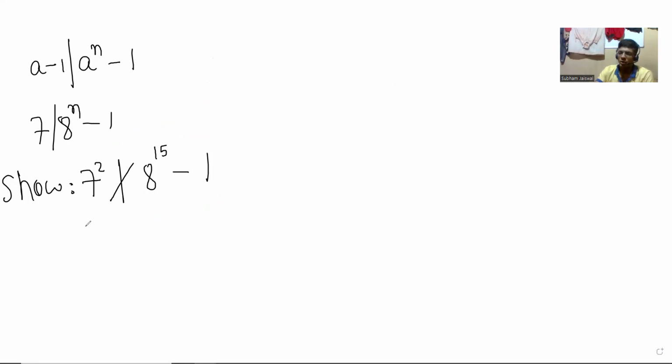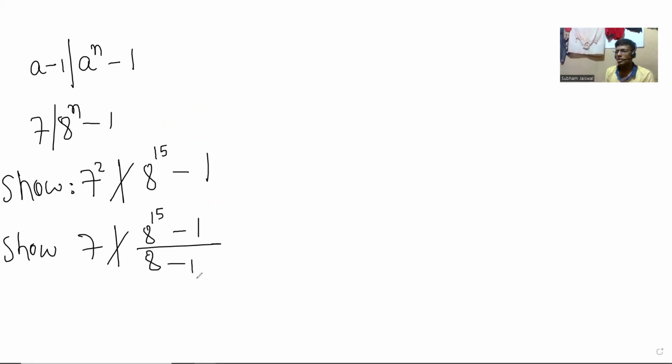But what I'm going to get into is this. What I'm going to say is that show that 7 does not divide (8 to the 15 minus 1) by (8 minus 1). This is the same question, just canceling out one 7 that is already there, that 8 minus 1 that is already there in 8 to the 15 minus 1.